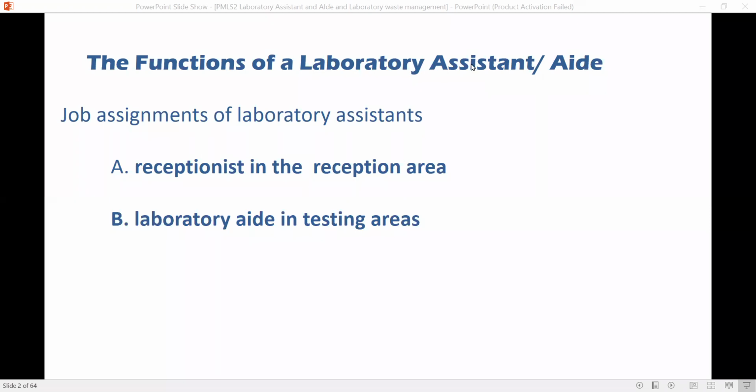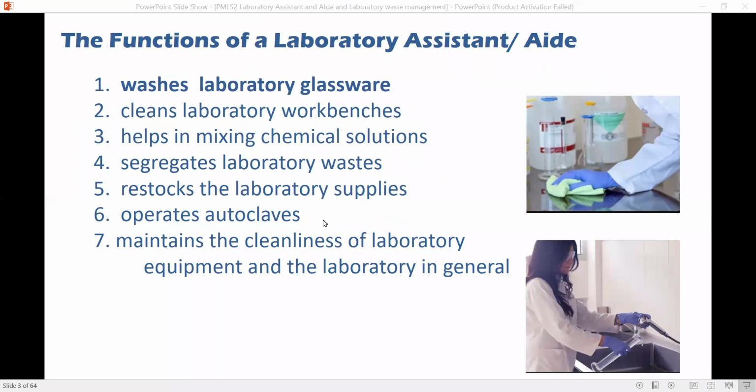So I'm going to start with the functions of a laboratory assistant and aide. The work assignments of laboratory assistants differ from one laboratory to another. They may be assigned to the reception area as receptionists. Some are assigned to the testing areas as laboratory aides. We discussed already the laboratory receptionist in one of our previous lectures, right? So now I'm going to discuss the laboratory aide. What are the functions of a laboratory aide or assistant?